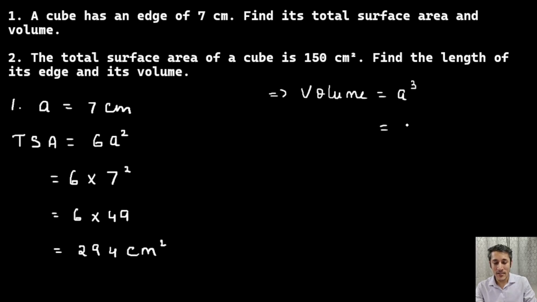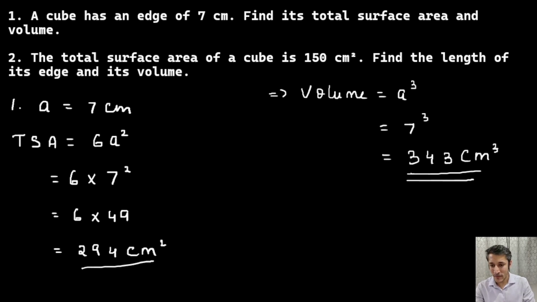Again, we'll put in the values. So this will be 7 cube, and 7 cube is 343. And the units, as we have studied, for volume is cubic units. So this will be centimeter cube. So this is the answer for volume, 343 centimeter cube, and 294 centimeter square is the value for the total surface area. Yes, I hope everyone understood this.